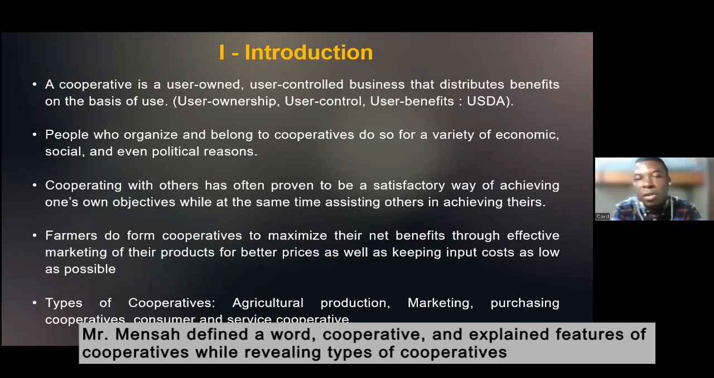And since all of us are in the agricultural sector, I'll say that farmers cooperate to maximize their net benefit through effective marketing of their produce and to bring the cost of inputs as low as possible. So, as you can see on the screen, we have some types of cooperatives.